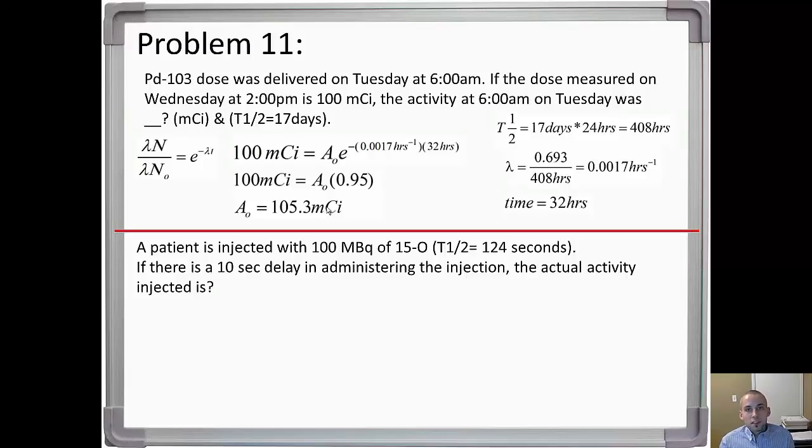Why this is a really neat problem is that it's giving me the activity at a later time, and then I'm working backwards to solve the initial activity. So, that's kind of a neat perspective on the calculation.